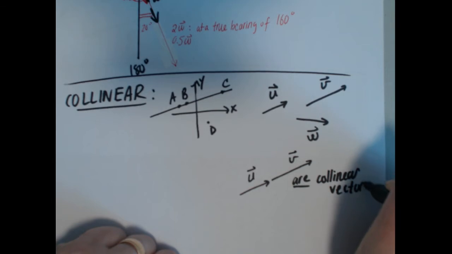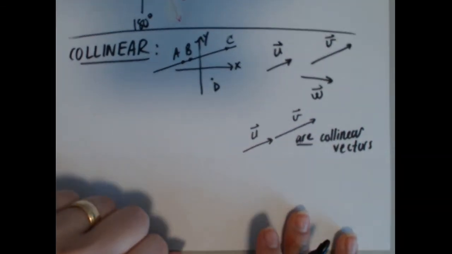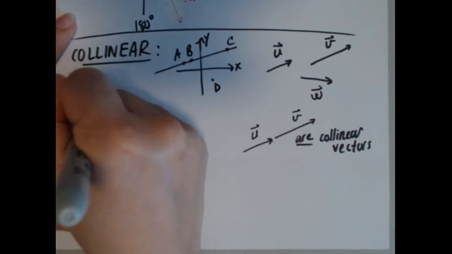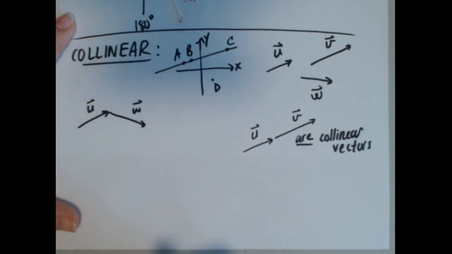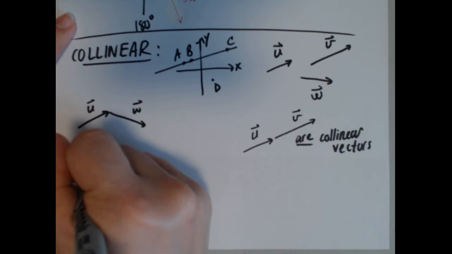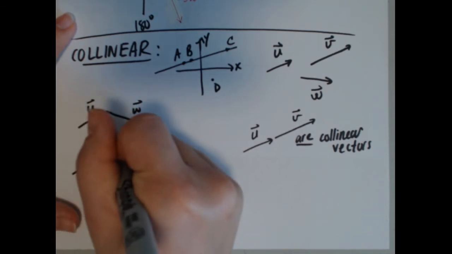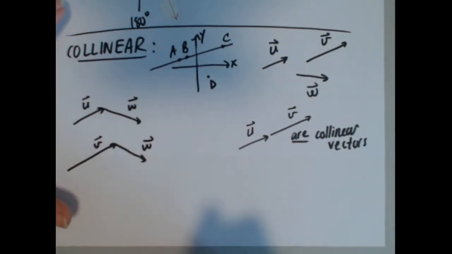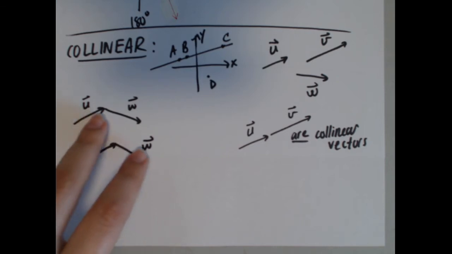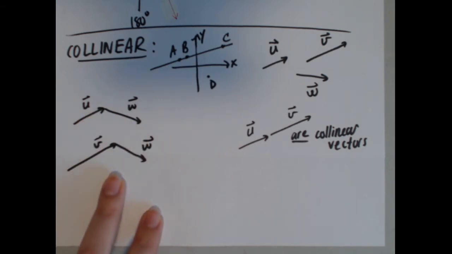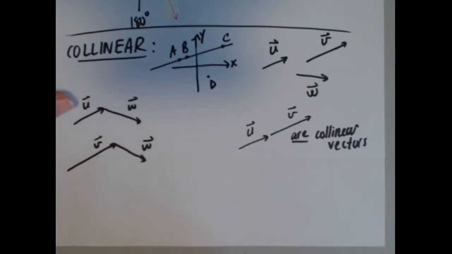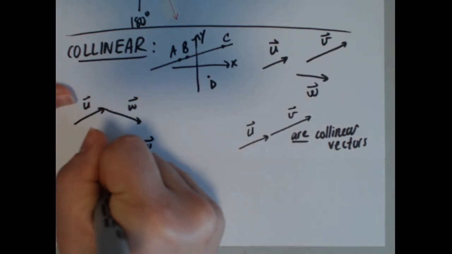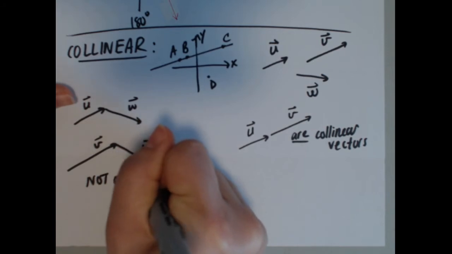vectors. But if you try to connect W with U or W with V, so I would have U and I would have W, that's not a straight line. And if I try to connect V with W, also not a straight line, right? So you are not connecting them such that they are parallel. So what that shows us is that in order for vectors to be collinear, they need to be parallel. So these are not collinear.